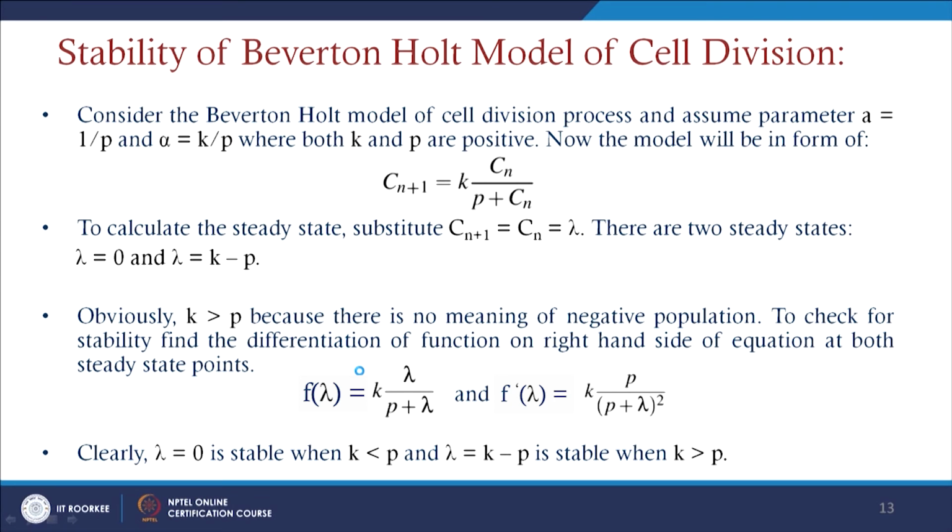Writing C_(n+1) as a function of C_n, we get k lambda by (p plus lambda), since C_n equals lambda, and f dash of C_n is k times p by (p plus lambda) whole square. Clearly, lambda equals 0 is stable when k is less than p, and lambda equals k minus p is stable when k is greater than p.